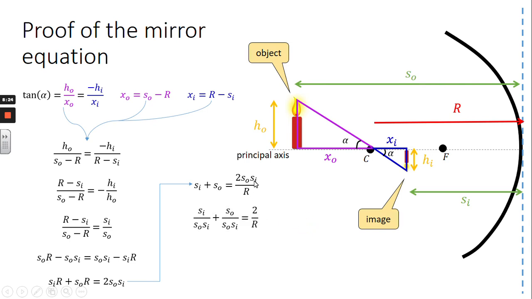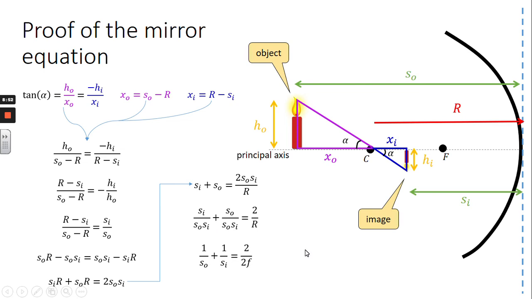Dividing each side by object distance times image distance, we end up with image distance over the product of object and image distances plus object distance over that same product is equal to 2 over R. We are very close. We can now divide image distance out of both numerator and denominator in this term, and we can cancel object and image distances in the second term.